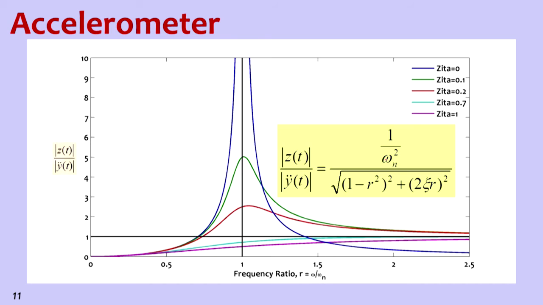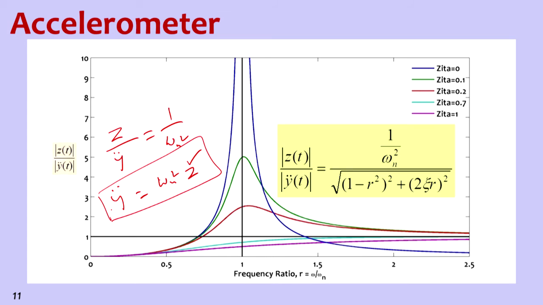Now in this, if we substitute r as 0, the denominator term will disappear, and this will become 1. So z by y double dot is equal to 1 by omega n square. That's how, if we measure acceleration, or measure z, we are getting ground acceleration. So z by y double dot is equal to 1 by omega n square, so y double dot is equal to omega n square into z. So we are measuring z, and multiplying with omega n square gives us ground acceleration. Hence this is called an accelerometer.